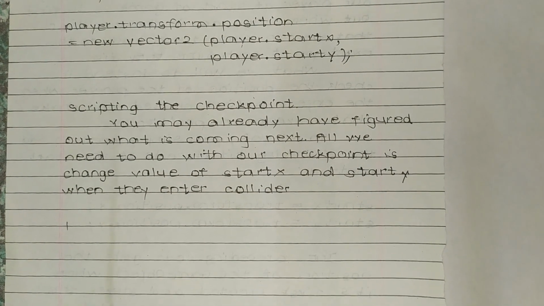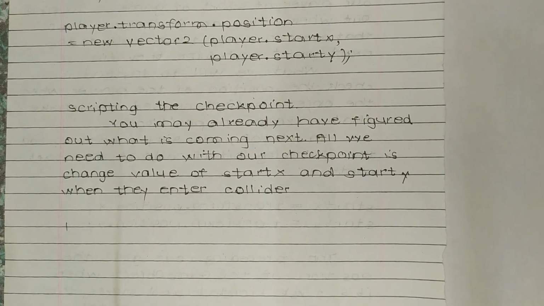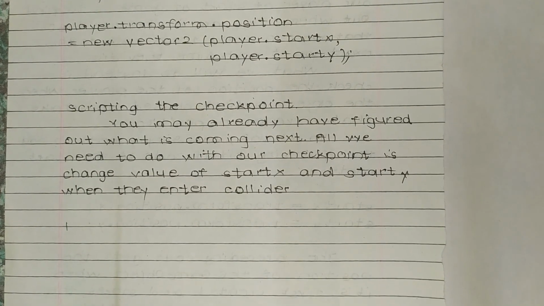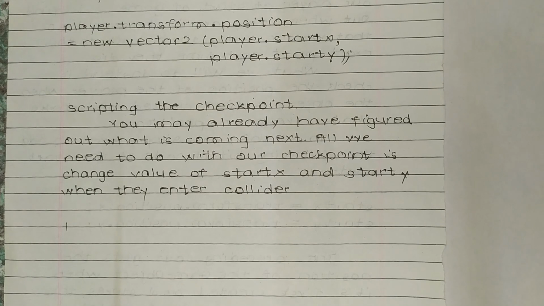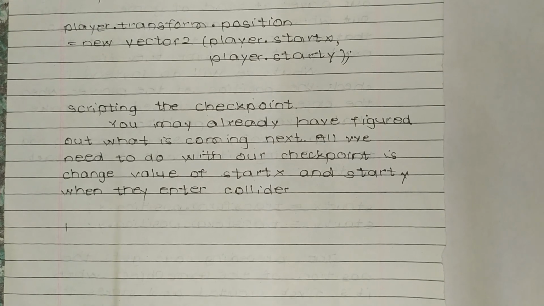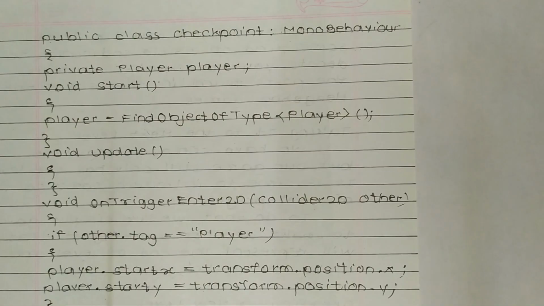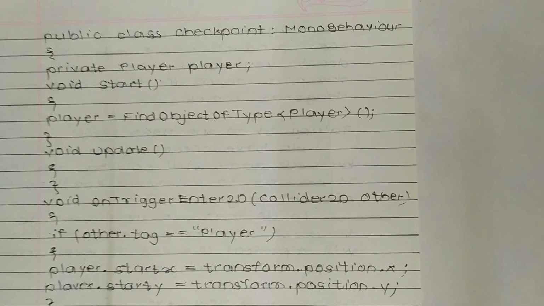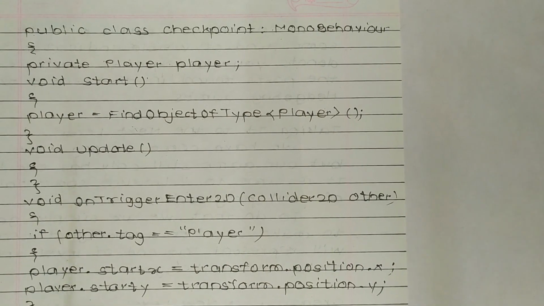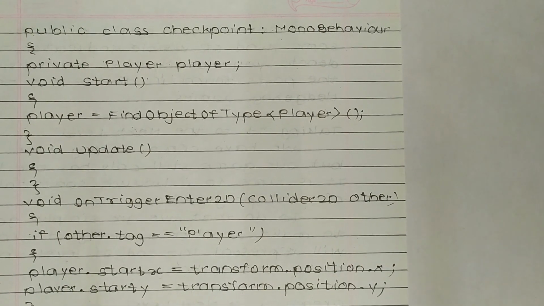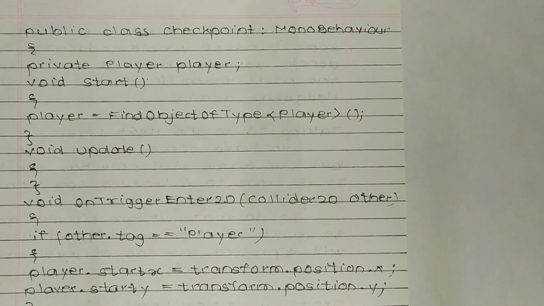Scripting the checkpoint. You may already have figured out what is coming next. All we need to do with our checkpoint is change the value of the startX and startY when they enter the collider. Public class Checkpoint : MonoBehaviour. Private Player player. Void Start: player is equal to FindObjectOfType Player. Void Update. Void OnTriggerEnter2D(Collider2D other).